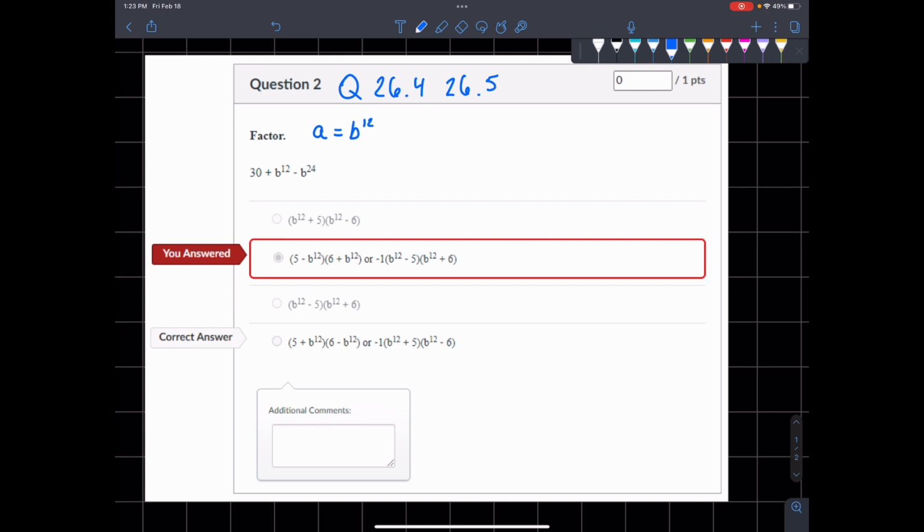Okay, so this is question 2 of quiz 26.4, 26.5. So we've got to factor this expression here. For simplicity's sake, let's substitute. Let's make up this variable a and say it's equal to b to the power of 12. So we are going to get 30 plus a minus a squared. It's starting to look a little bit more like something we're used to dealing with. And I'm a big fan of having the leading degree term, this a squared, in the front. So let's pull out a negative so we can make that possible.